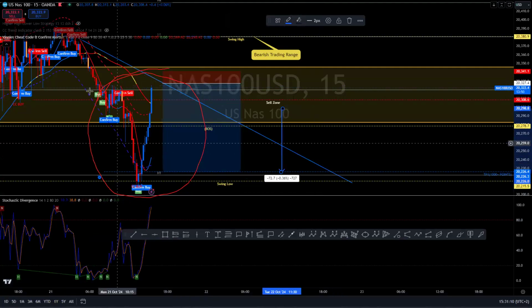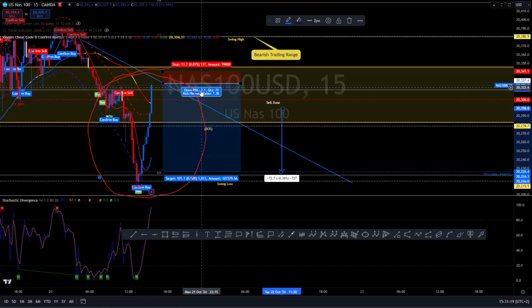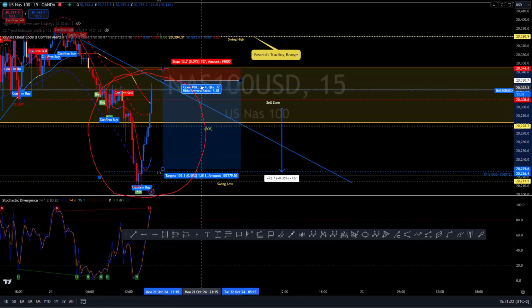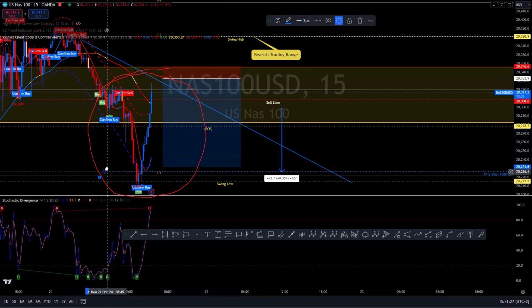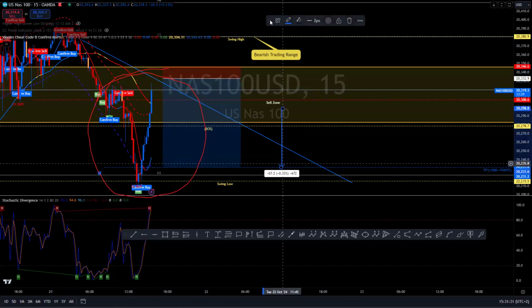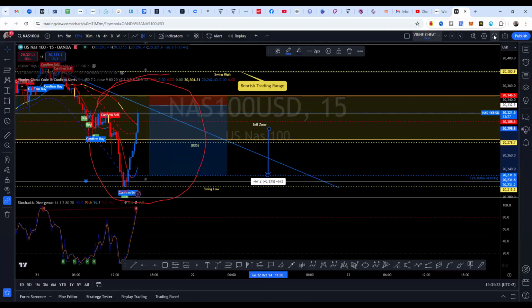Really busting that, but we've got to see. I'm going to wait for the next candle to see if it's going to close above this, because we don't want to get into a breakout. Yeah, like that. And let's wait and see.